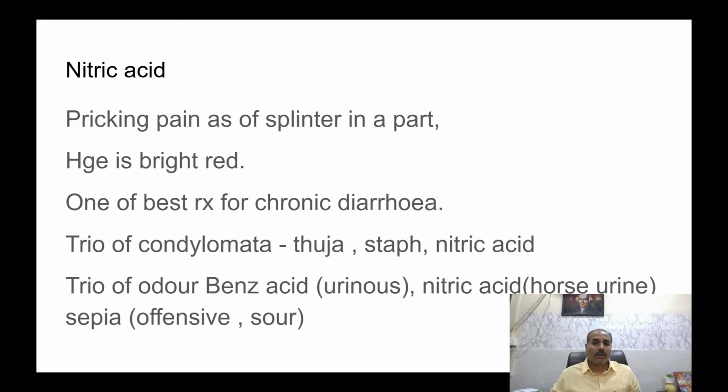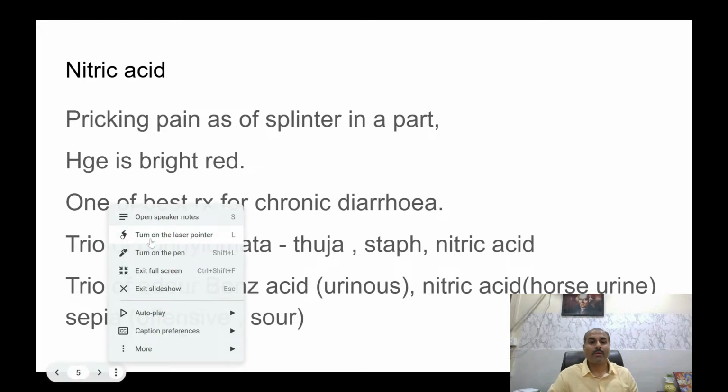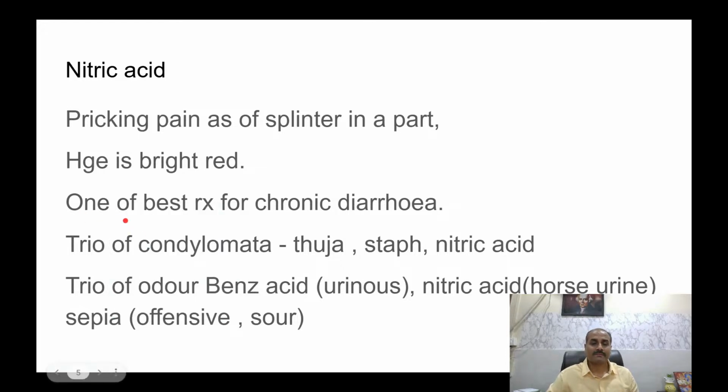Nitric acid, you can think of pricking pains as of a splinter, which I already discussed, and the hemorrhage which you will see is bright red. The person is dark complexion, the hemorrhage is bright red. You can find this irony, or kind of opposite type of appearance, in the nitric acid patient, and that's where you will see that nitric acid will be suitable for all such cases where they have bleeding hemorrhages, especially bright red, but the person is dark complexion.